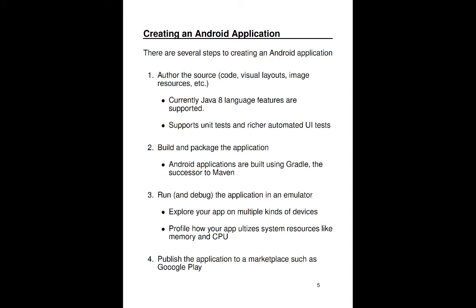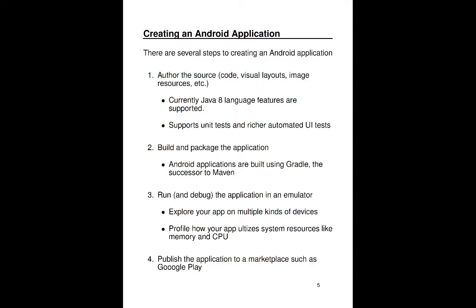So what does it take to create an Android application? Well, there are several steps. First, you need to write the code. So this consists of source code of the application and also the visual layouts. Almost all Android applications have some image resources, icons, pictures, startup screens, things like that. Android development is supported on several languages, but the primary one, and probably the one that's best supported, is the Java 8 language. And one of the nicest things about Android development is that it's just like developing other applications. So it supports unit tests, richer UI automated tests, code coverage, all that good stuff that leverages professional software engineering techniques to help you go faster and safer.